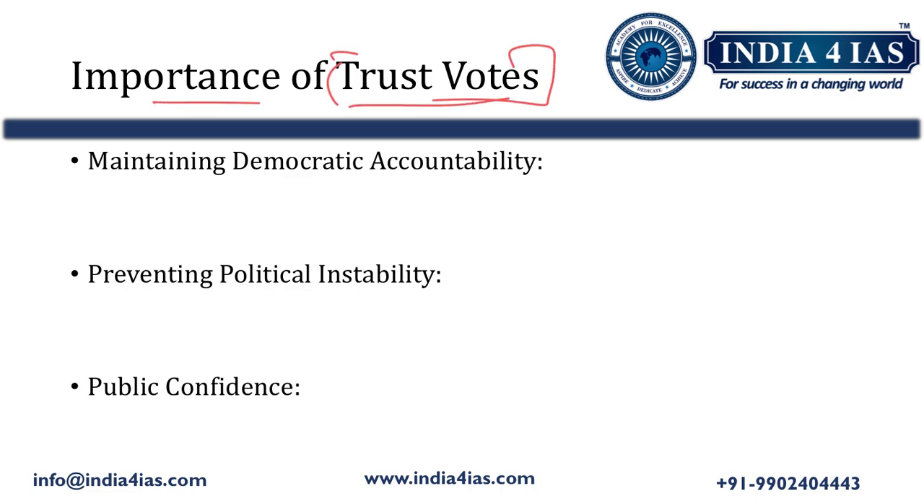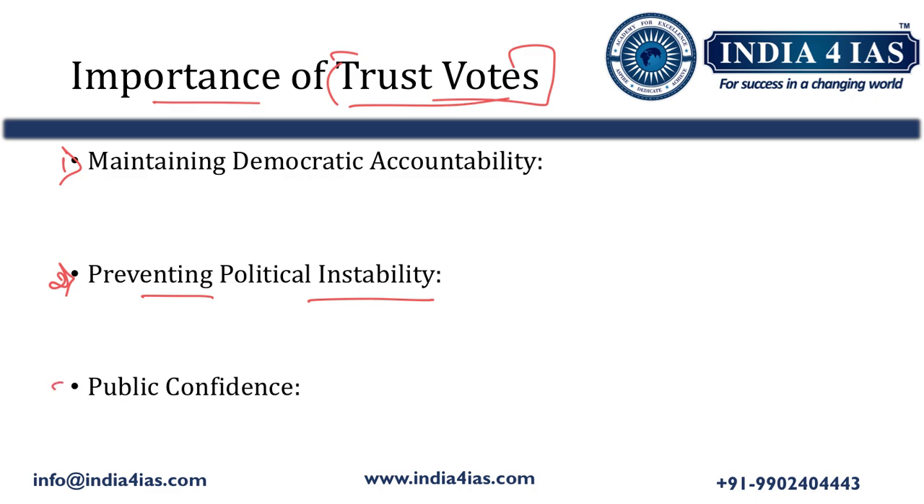So why is it important? The trust vote maintains democratic accountability. It means it ensures that the government remains accountable to the elected representatives. So the representatives, that is MLAs, hold the government to account. The government can function so long as it enjoys the majority in the state legislative assembly. Then the second importance is that it prevents political instability. It helps in resolving the political crisis and maintains political stability in the state.